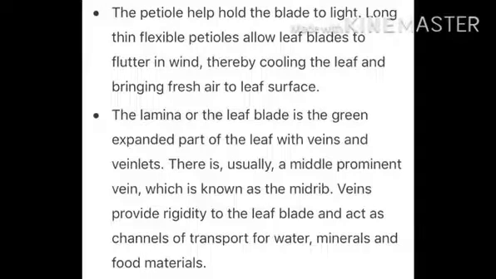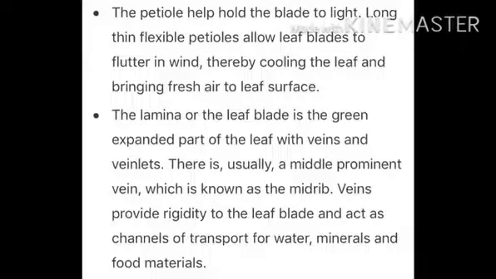Long, thin, flexible petioles allow the leaf blade to flutter in wind, thereby cooling the leaf and bringing fresh air to the leaf surface. The lamina of the leaf blade is the green expanded part of the leaf with veins and veinlets. There is usually a prominent vein which is known as the midrib. Veins provide rigidity to the leaf blade and act as the channels of transport for water, minerals, and food materials.